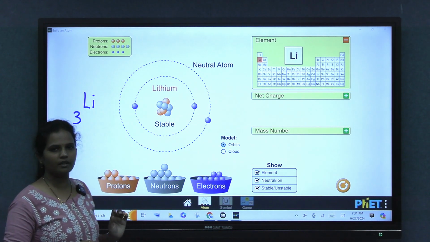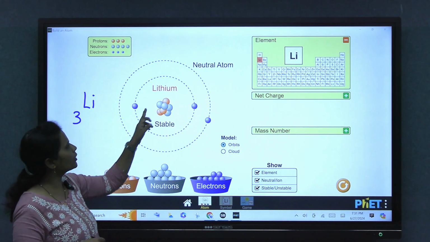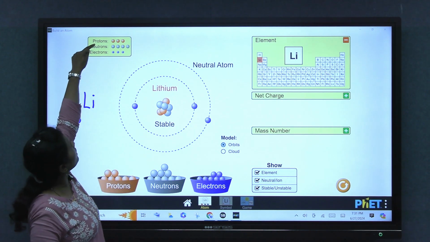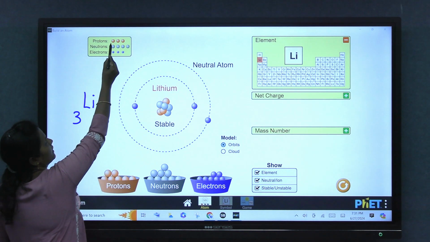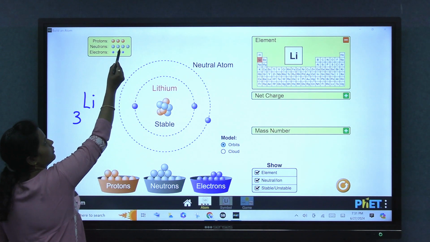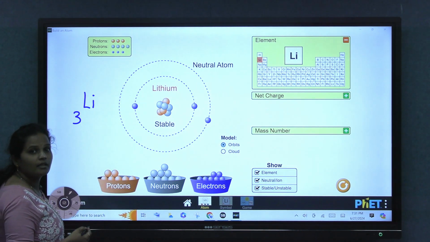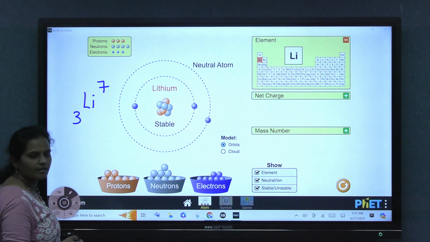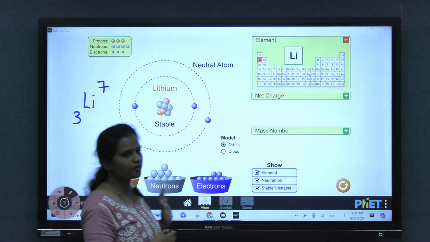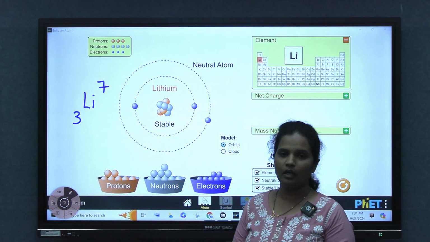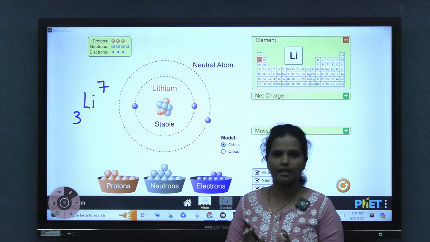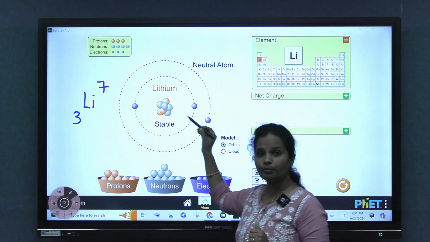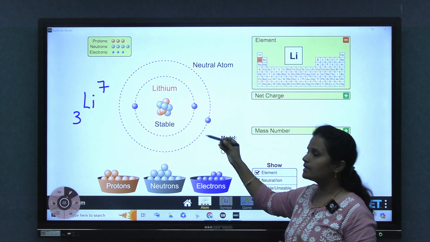Coming to the mass number. What is the mass number? The number of protons and neutrons present inside the nucleus is called the mass number. Now count how many protons and neutrons are present: 1, 2, 3, 4, 5, 6, 7. Together we got 7. That 7 is called the mass number. In this way we represent an atom and how the subatomic particles are placed in it. So this is about the atom, the number of protons, electrons and neutrons, and how it attains stability.